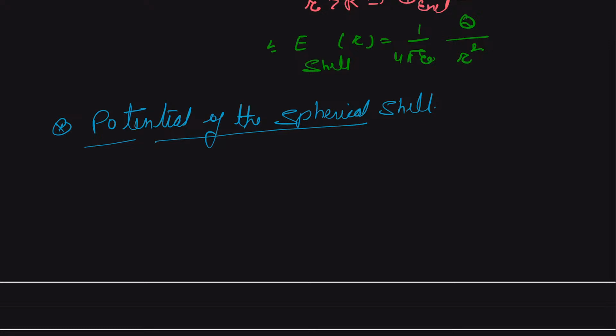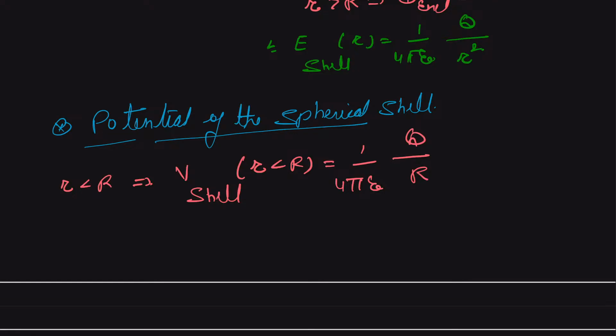So it means when we take an inside point, the potential of the shell for the condition when the radius r is less than the radius of the shell will be equal to 1 upon 4 pi epsilon naught Q upon R. And in terms of charge density, we can write this as sigma R upon epsilon naught. Okay. So from here, we can clearly see that this relationship is independent of small r. This is an important conclusion, that this result is independent of position inside the shell.